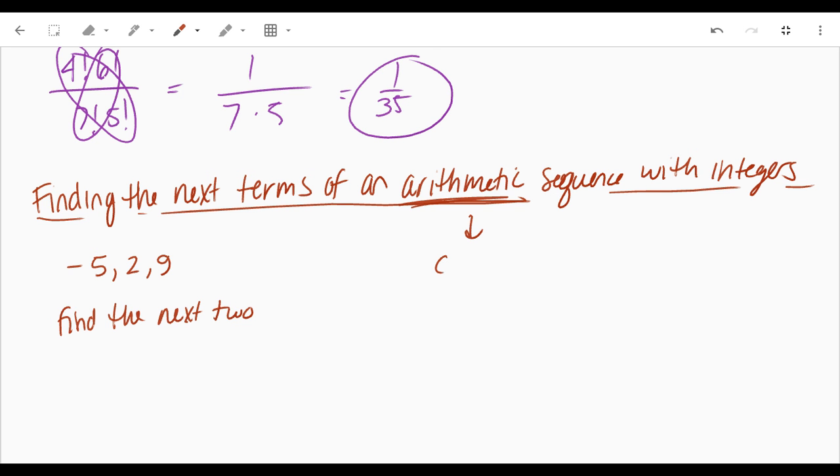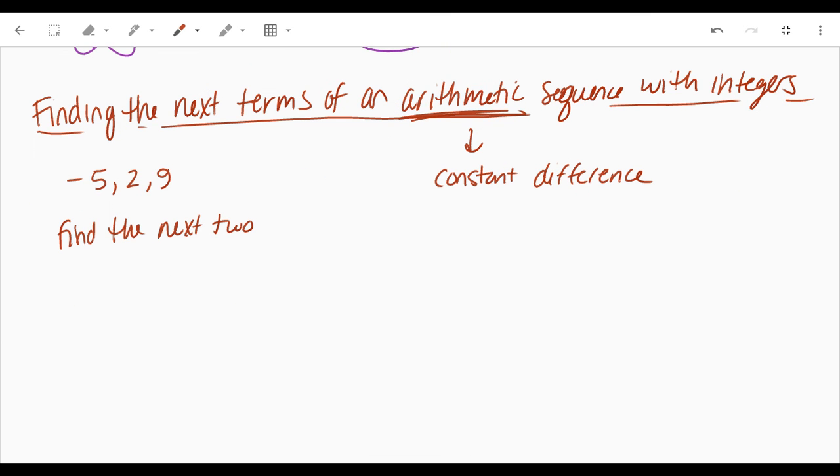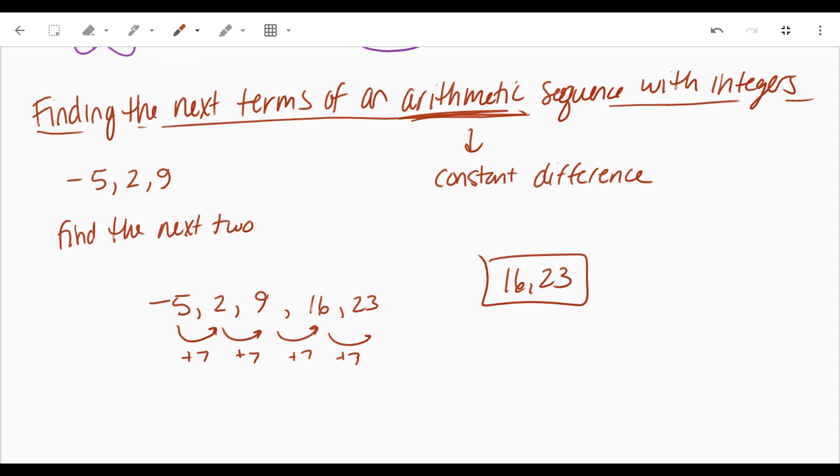So that means we're going to have a constant difference. So we've got to think about, what do we add or subtract to get to the next term? So negative 5 to 2 to 9. Well, to get from negative 5 to 2, I add 7. To get from 2 to 9, I add 7. So there's my rule. The next one would be 16. And then after that, I'd have 23. So the next 2 terms are 16 and 23. And that's it. That's all you need to do. And that is it for this module.